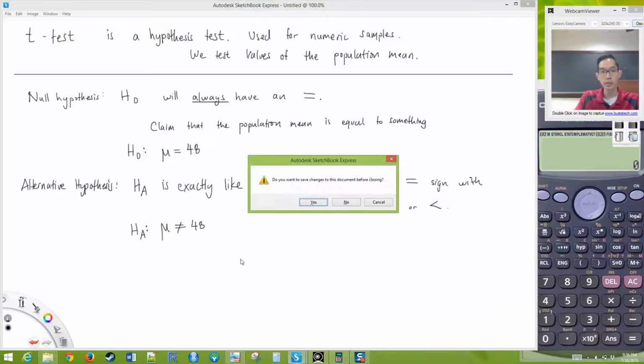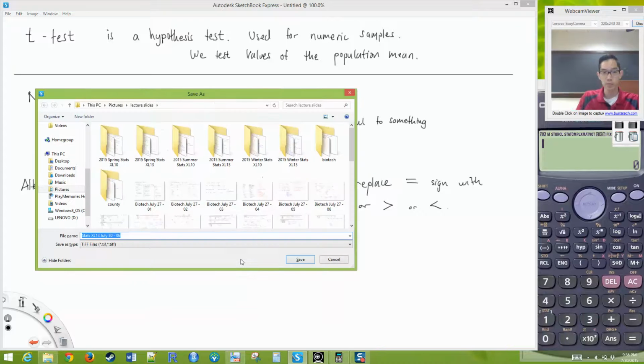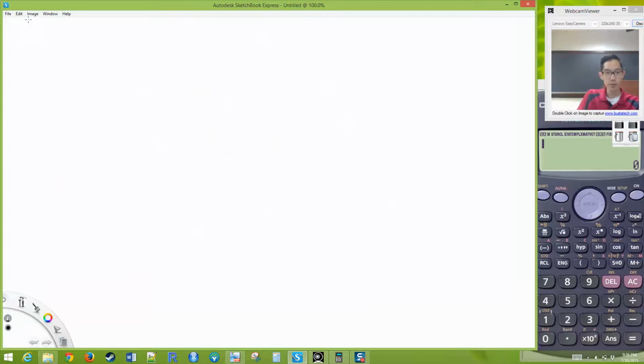Someone says, I don't even know what our population is, but I think the mean of the population is 48. So someone claims this. And so let's test it. Let's test this claim.